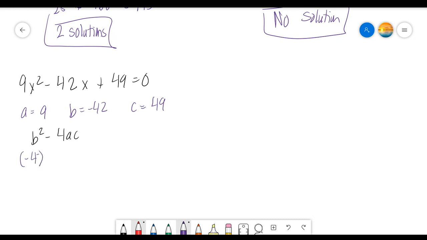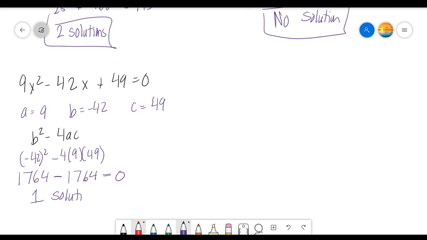So negative 42 squared minus 4 times a is 9 times c is 49. Now 42 squared is going to be 1,764 minus, okay, 4 times 9 is 36. So I have to do 36 times 49, and that's going to be 1,764. Well, that means inside of my radical, I'm going to have a 0. I can't have plus or minus 0. It's just going to be 0. So then I'll be left with just one solution.